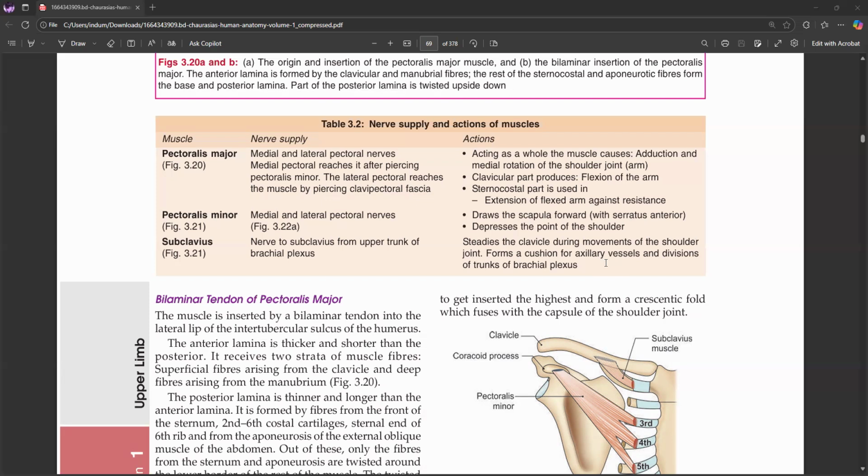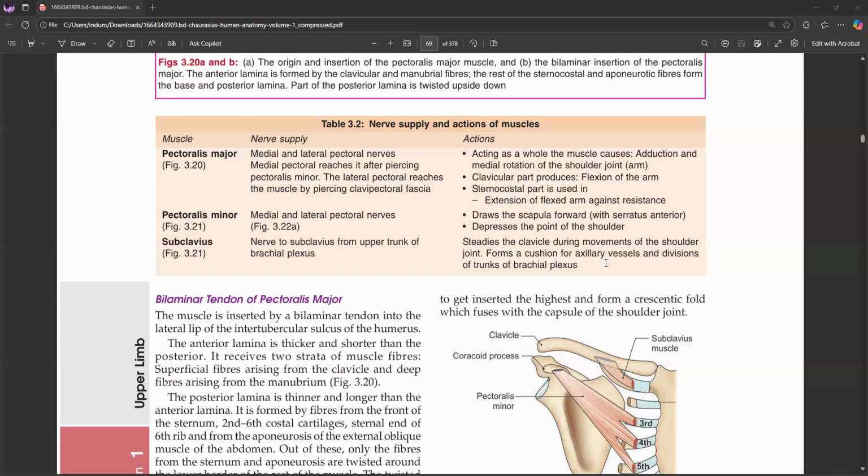Actions. Acting as a whole, the muscle causes adduction and medial rotation of the shoulder joint. Clavicular part produces flexion of the arm. Sternocostal part is used in extension of flexed arm against resistance. The action of the muscle is adduction, not abduction.